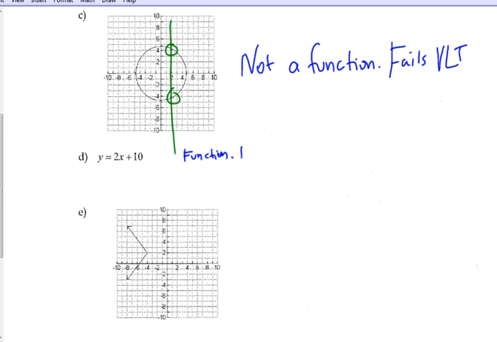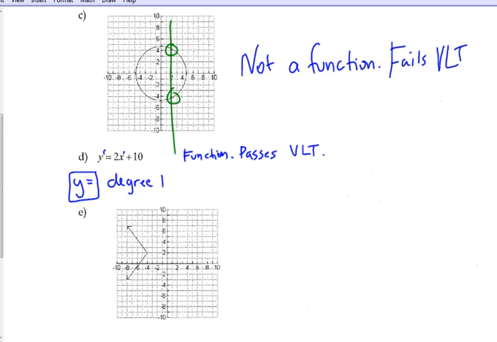Okay, so function passes VLT. The other way we know is it's a y equals equation and it's degree 1. Okay, what's degree again? Has to do with the exponents, right? They're all power of 1. Right, so degree 1. And so all degree 1 equations are lines.